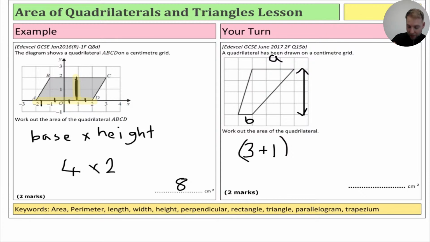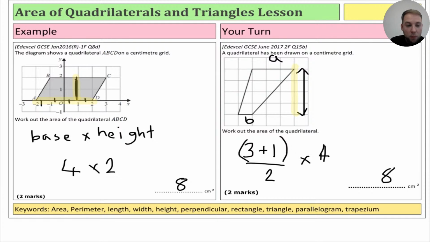Remember, we're averaging them out, so divided by 2, and then times by the perpendicular height, which in this case is 1, 2, 3, 4 up. So 3 plus 1 divided by 2 times by 4. So 3 plus 1 is 4. Divided by 2 is 2. 2 times by 4 is 8.